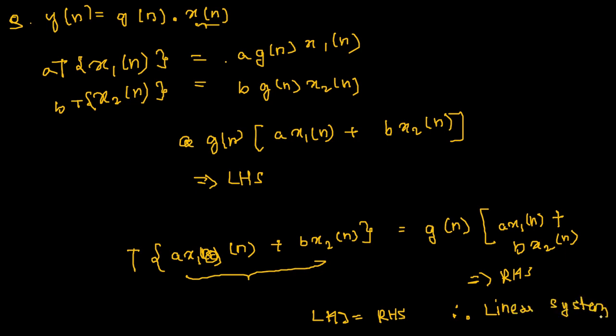So that is about linearity. I hope these two questions made it clear. So the third property that we'll be talking about is time variant or invariant.